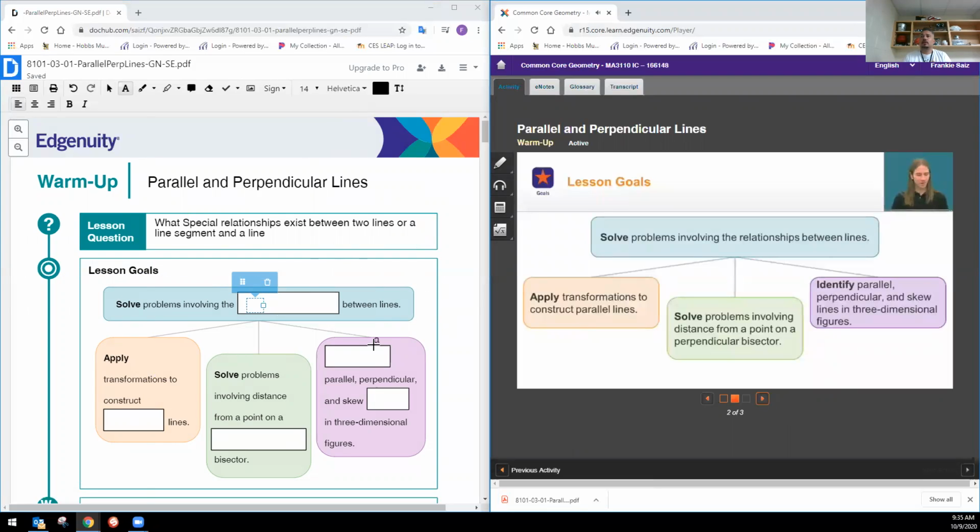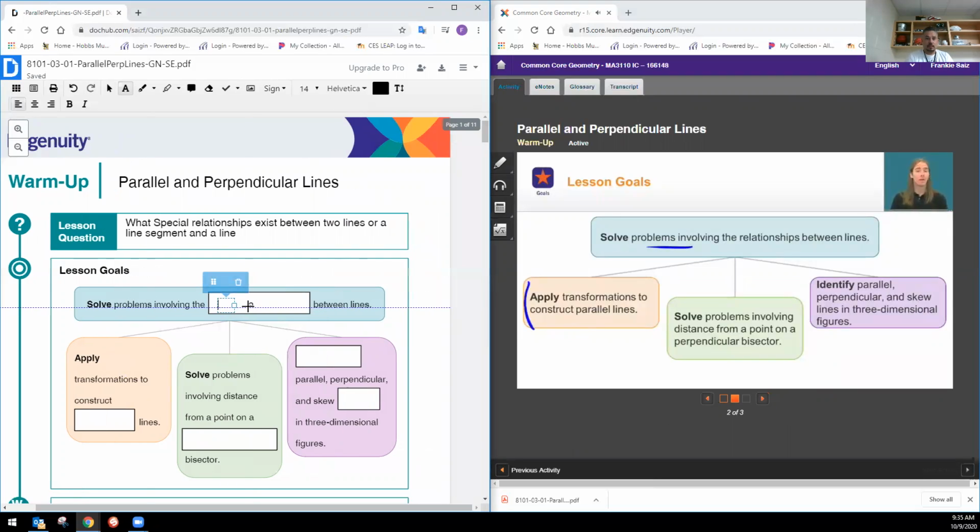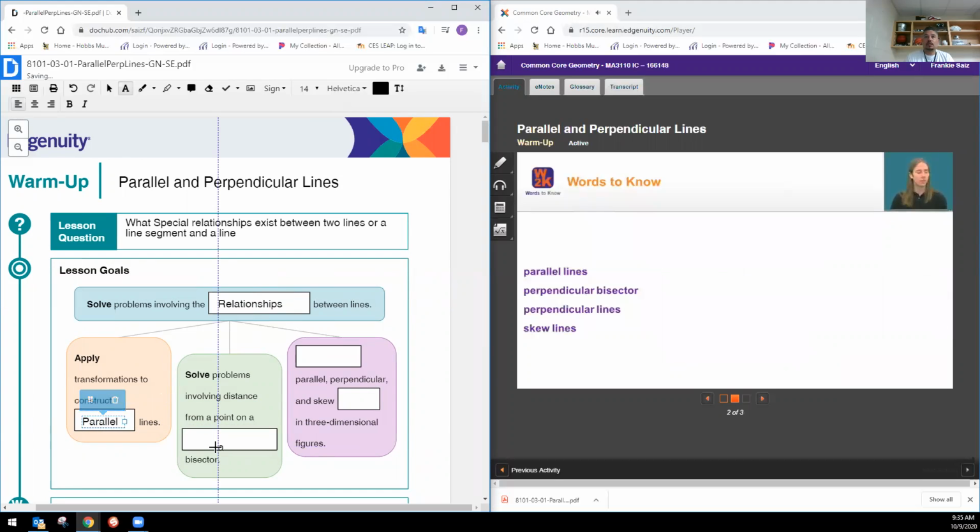Our goals for this lesson are to solve problems involving relationships between lines, and then we'll see how to apply transformations to construct a parallel line. We'll also solve problems involving distance from a point on a perpendicular bisector. And lastly, we'll see how to identify parallel, perpendicular, and skew lines in three-dimensional figures. As we do this, we have some key words and phrases to know. I suggest you pause the video if you need to and write down their definitions. You can find them in your e-glossary. These phrases are parallel lines, perpendicular bisector, perpendicular lines, and skew lines.